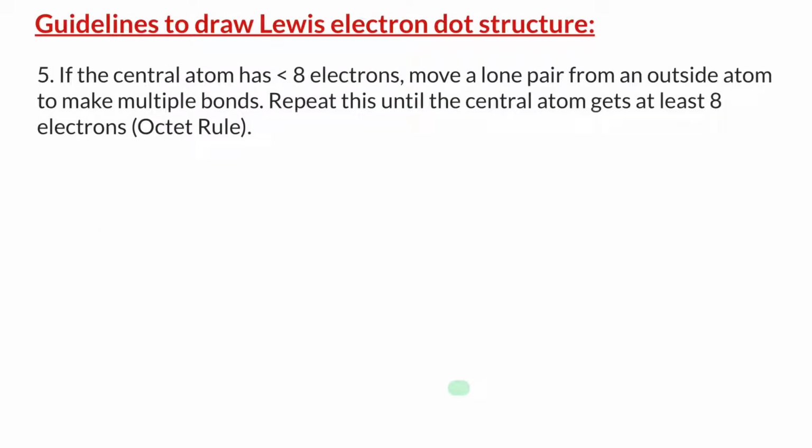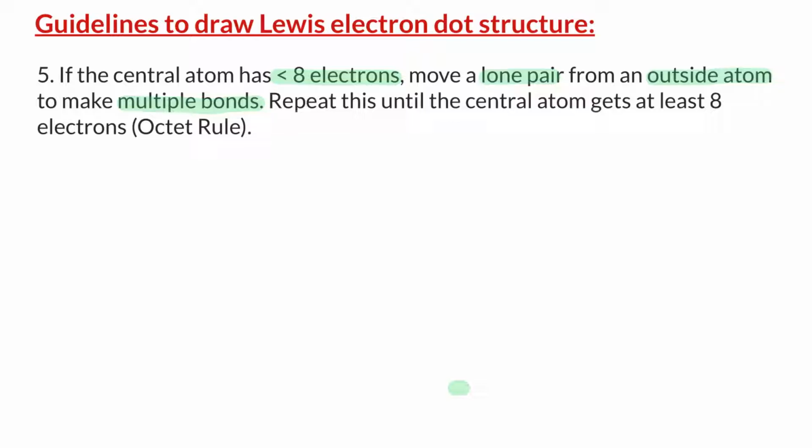5. If the central atom does not have an octet configuration, form multiple bonds to terminal atoms. If the central atom has less than 8 electrons, move a lone pair from an outside atom to make a bond pair between the terminal atom and the central atom. Repeat this until the central atom gets at least 8 electrons.